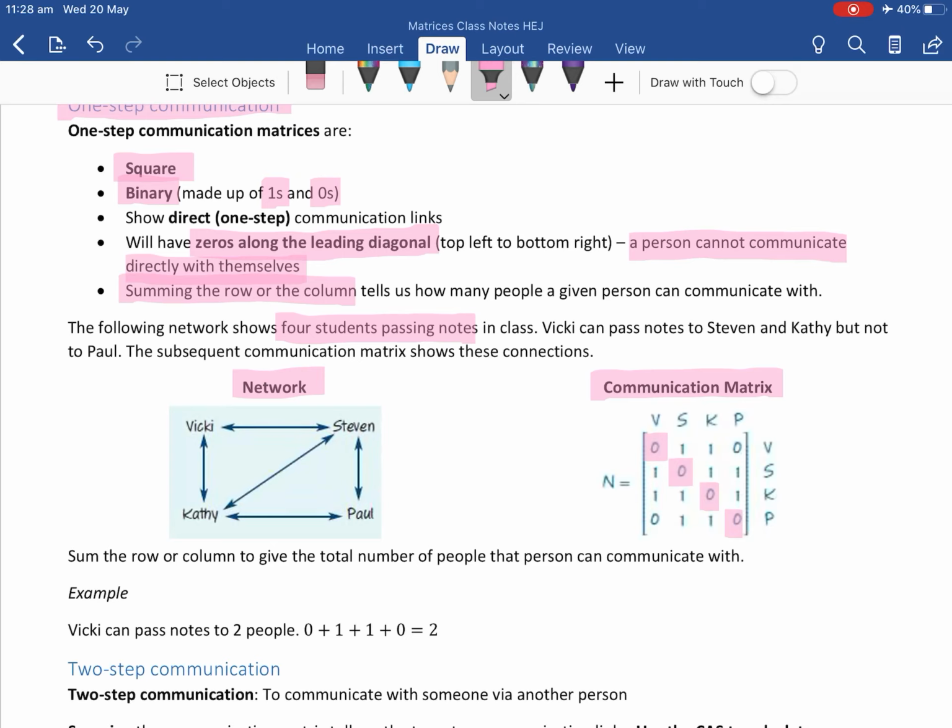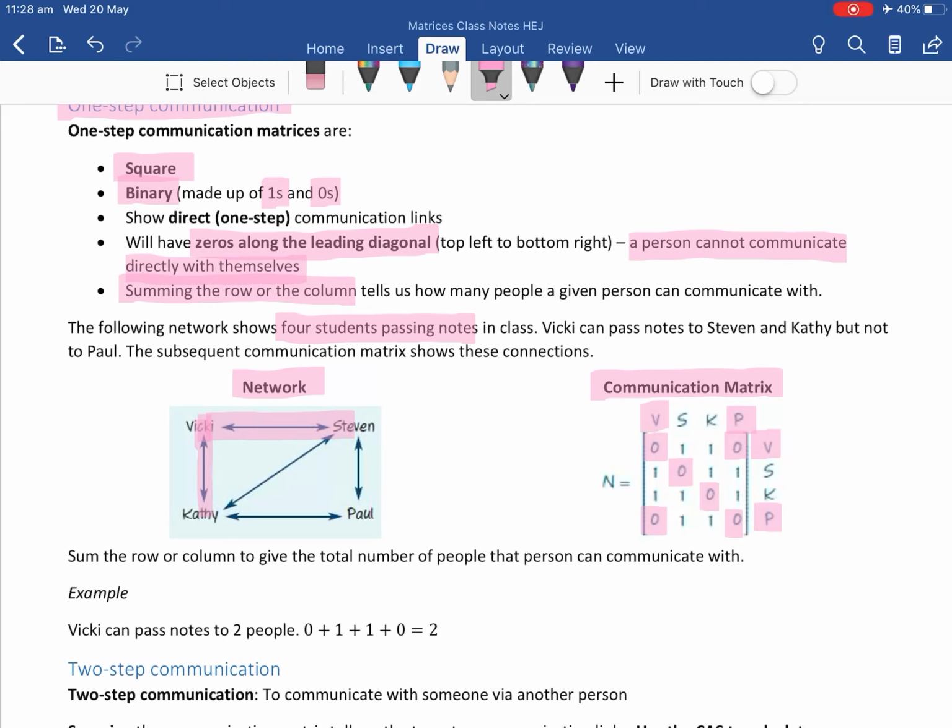Now you can see in the network, Vicky can only pass notes to Stephen and Kathy. She can't to Paul. So that would make sense that if you look at your matrix, Vicky and Paul, it lines up here, that's a 0. And same, Paul can't send anything to Vicky, which is why that's a 0. Looking at Vicky and Paul's. Yep. And that's how you fill out the rest.